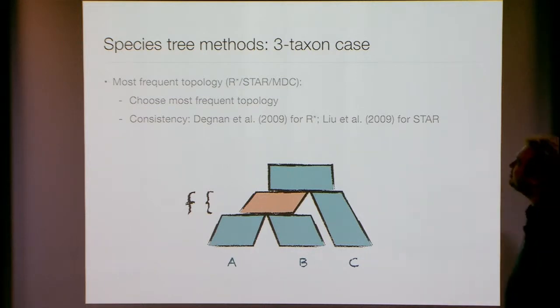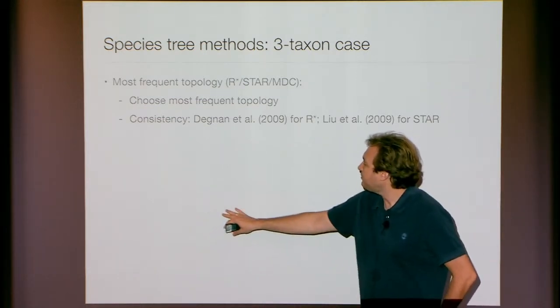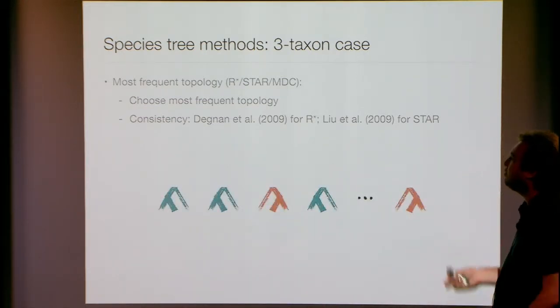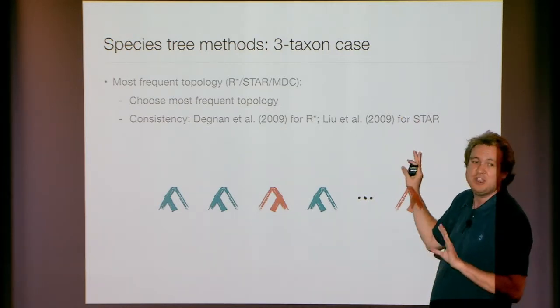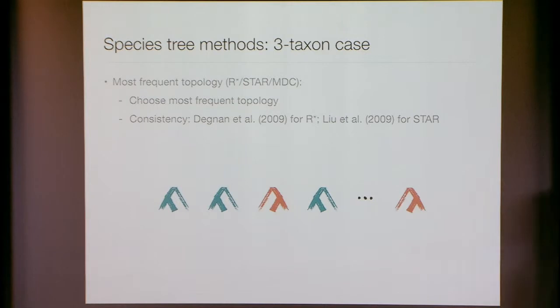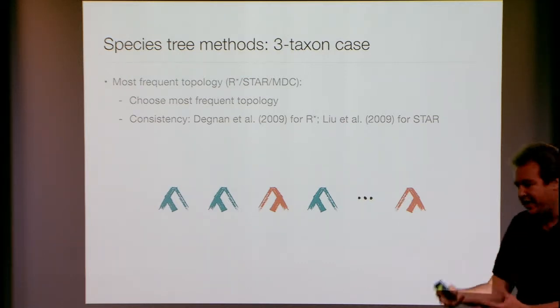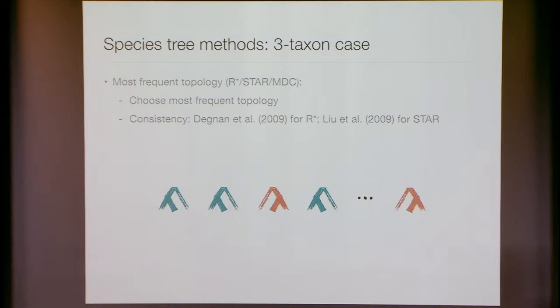If I give you a bunch of topologies, you can just look at which one is the most frequent one. In general, that doesn't work. But if you have only 3 species, that actually works out, and we'll actually show the formula for it. So this is a consistent method. There are other methods that, instead of looking at topology, will take into account branch lengths, in particular the estimated coalescence time.